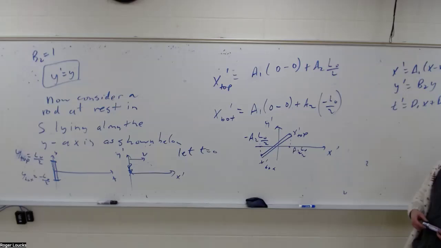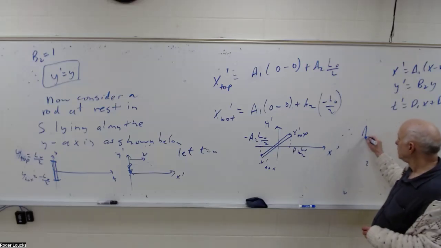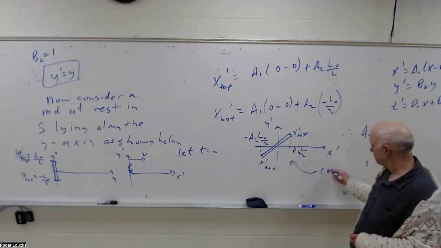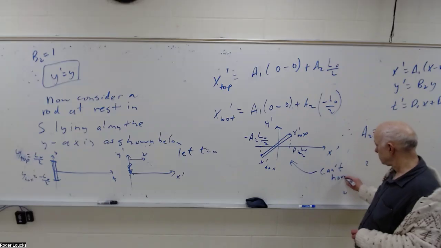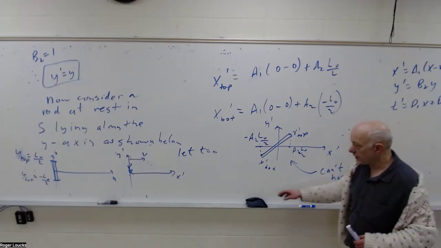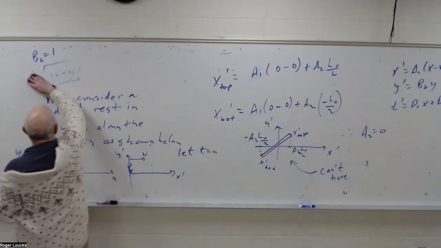The A2 value must be 0, so therefore A2 has to equal 0. Okay. And also what we have, our equations now simplify quite a bit.